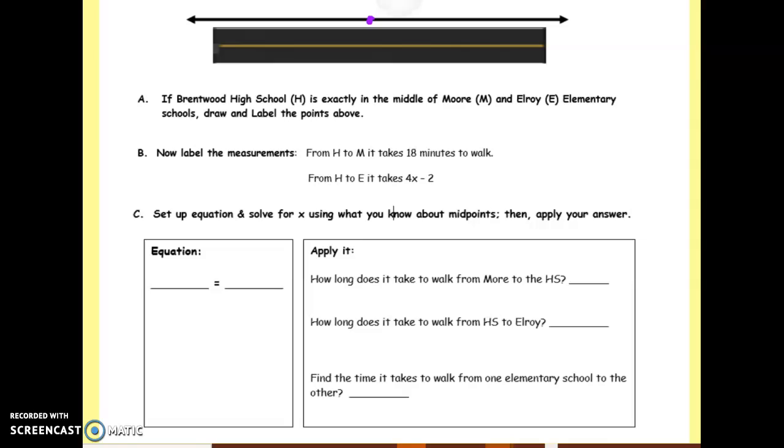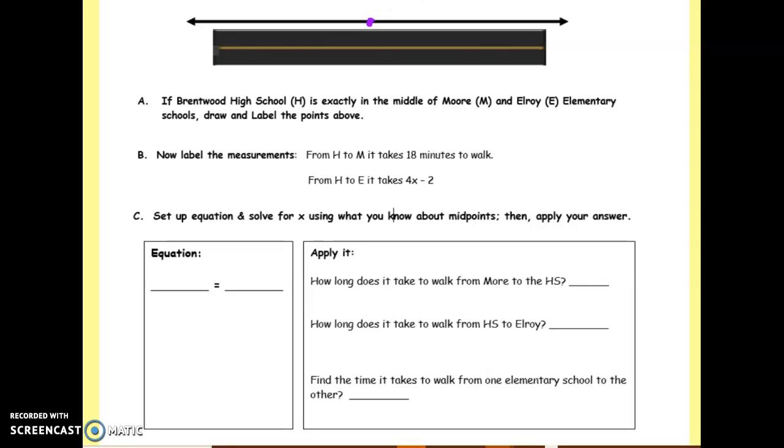So again, we've acknowledged that the high school, and if you notice it is represented by the letter H, is exactly in the middle of Moore, which is an M, and Elroy. Now, hypothetically, it may not exactly be the same distance in real life, but we're using this example as something that you're familiar with. Then we're going to label the measurements.